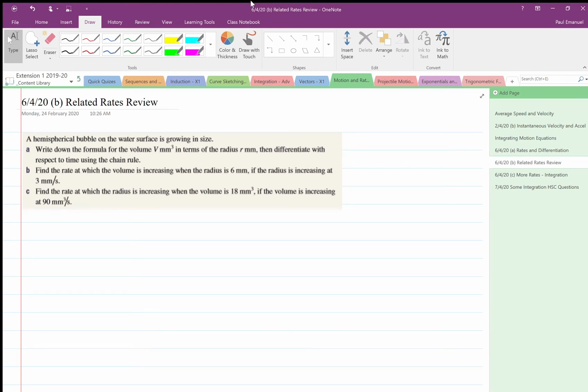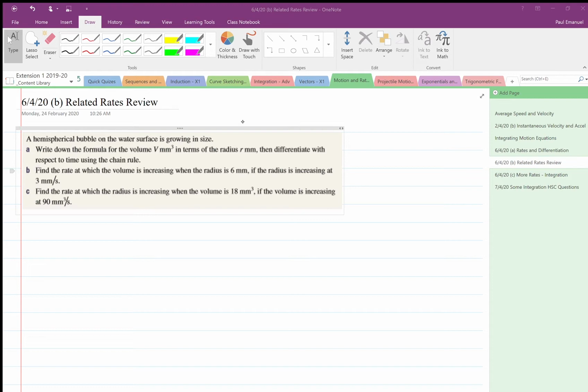Hello again. So this is related rates, and there's nothing new here, okay? But I just thought it was worth a repeat, following hopefully a deeper understanding of calculus broadly, but also rates of change.